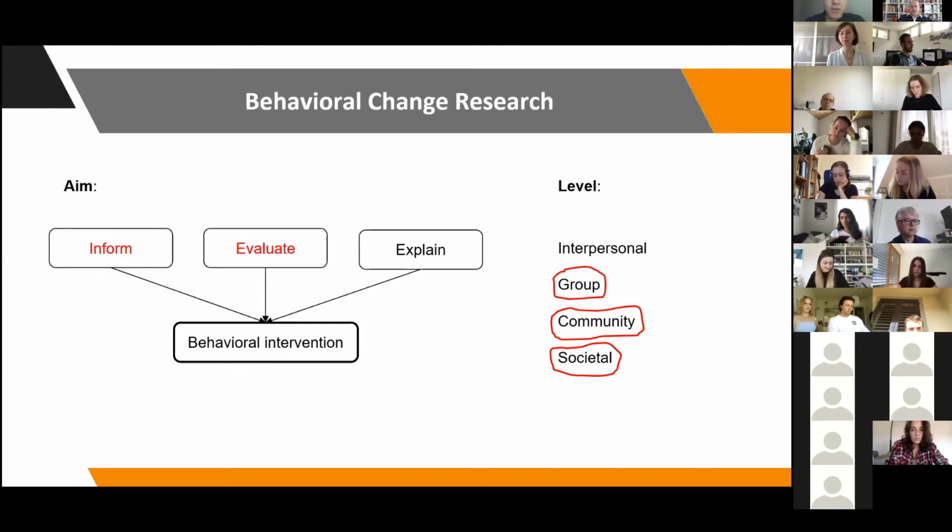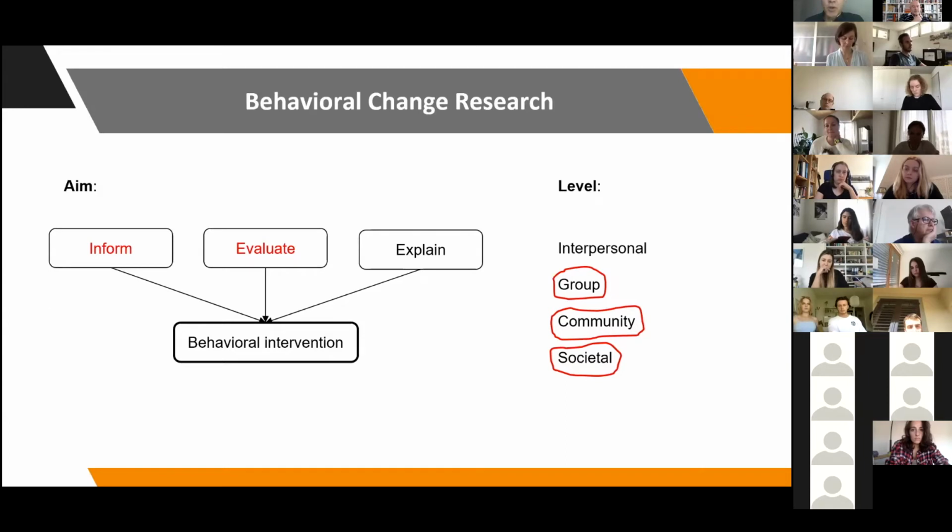Every time we talk about behavioral change research, we are thinking of research that is done at the group, community, and societal level. So we don't do research, for example, if a clinician wants to change a behavior or facilitate a behavioral change in a patient. He or she would not do research. He or she will use some tools, perhaps some survey to collect data to determine what needs to be changed, but that would not be formal research.